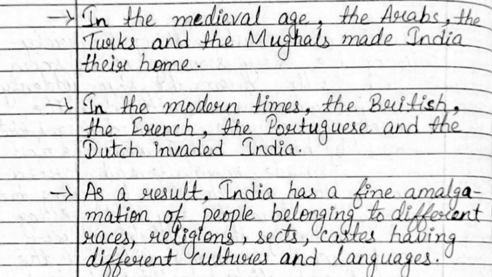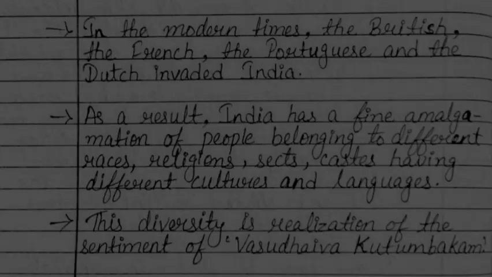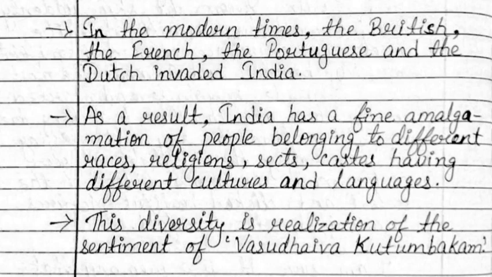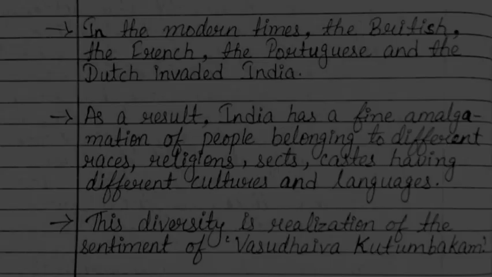In the modern times, the British, the French, the Portuguese, and the Dutch invaded India. As a result, India has a fine amalgamation of people belonging to different races, religions, sects, castes, having different cultures and languages. This diversity is a realization of the sentiment of Vasudhaiva Kutumbakam.